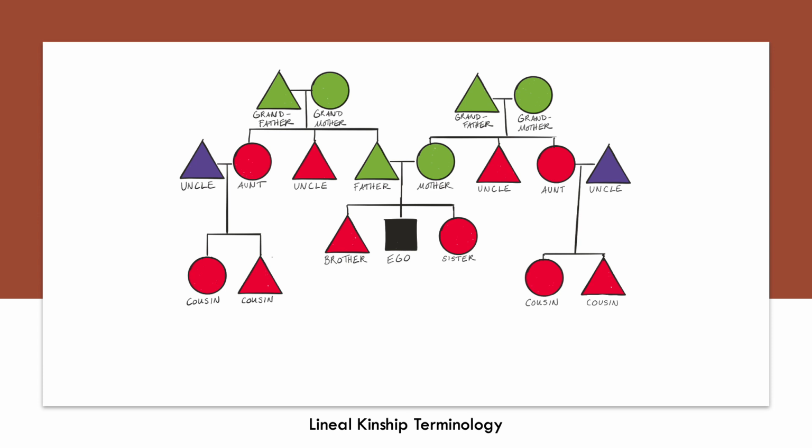So here is my own hand-drawn kinship chart. You can see in green you have the lineal relatives, and in red you have collateral relatives. And you can see that if Ego had children and I drew them, they would be in green too. You can see that the nuclear family is really centered here.